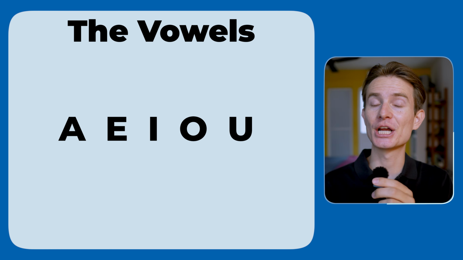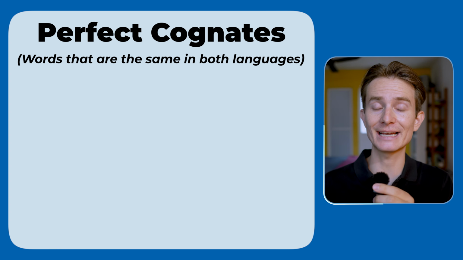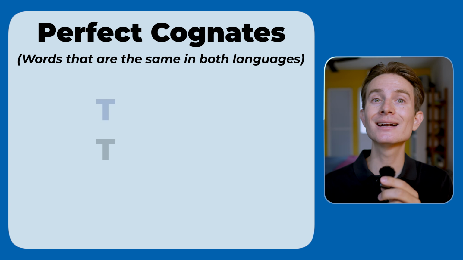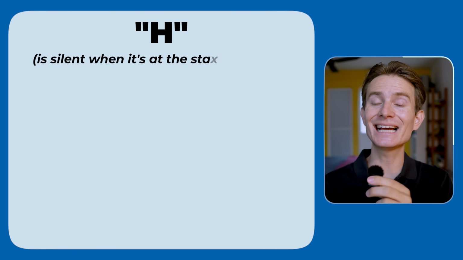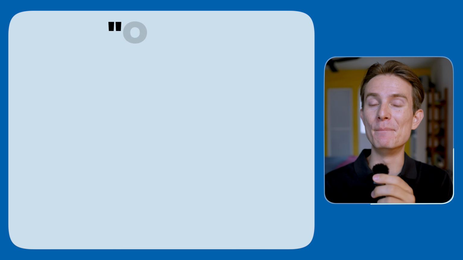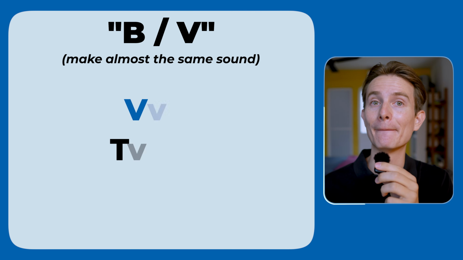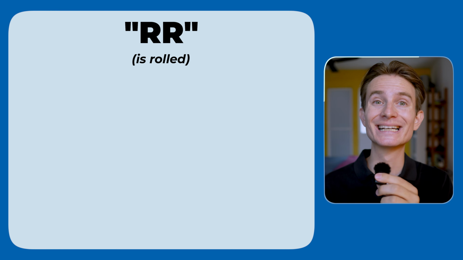Spanish and English share perfect cognates, words that are the same in both languages. For example, chocolate or internet. The H in Spanish is silent when it's at the start of a word, like hotel. B and V make almost the same sound. Vivir. The double R is rolled.